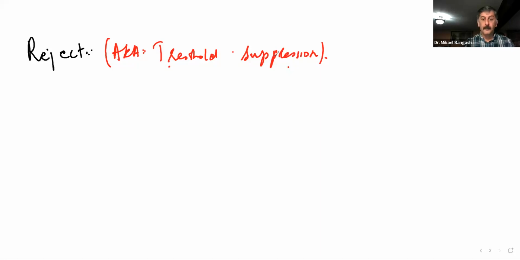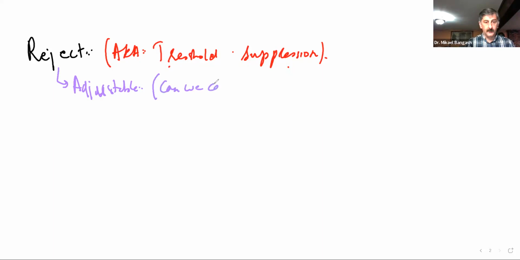Now, before going into the actual details of what reject is, let's just ask this question here: is this adjustable? What I mean by being adjustable is, can we control it?